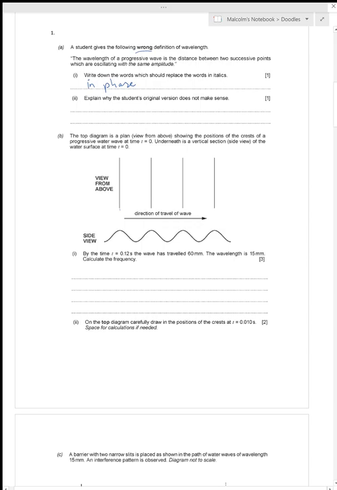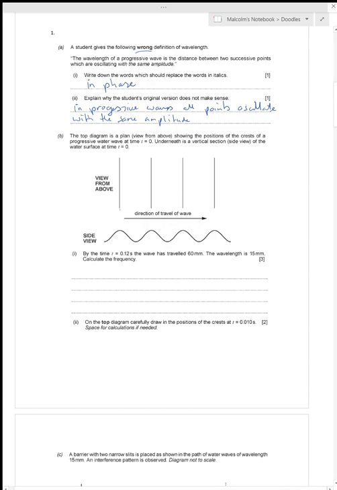Explain why the original version does not make sense. Well, it's what I've said really. So we just want to say that in progressive waves, all points oscillate with the same amplitude. What they're examining here is the misconception that's quite common in students where they mix up amplitude and displacement. If we look along the wave, the displacement is different everywhere, changing in cycles, but the amplitude is the same.